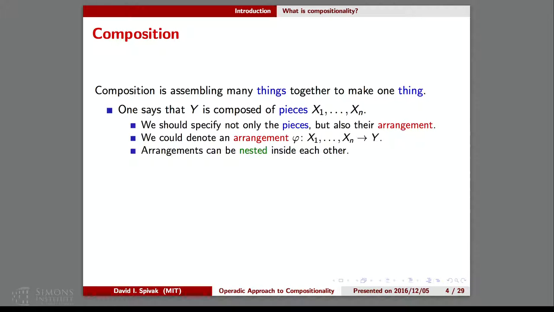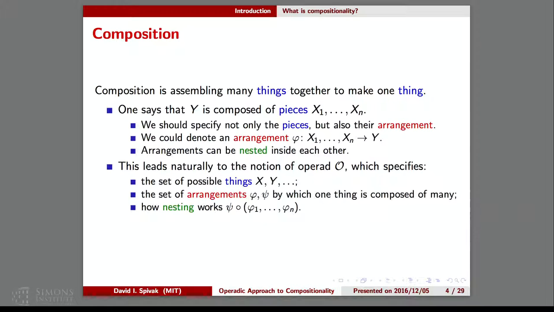So we have pieces x1 through xn, and we're going to specify how they're arranged to create some kind of bigger thing y. And we can nest these arrangements inside of each other. So this naturally leads to this notion of an operad, or multi-category. And an operad specifies what are the things we're going to be talking about, what are the arrangements by which one thing is composed of many things, and how does nesting work? And so those are the objects, the morphisms, and the composition formula of the operad.